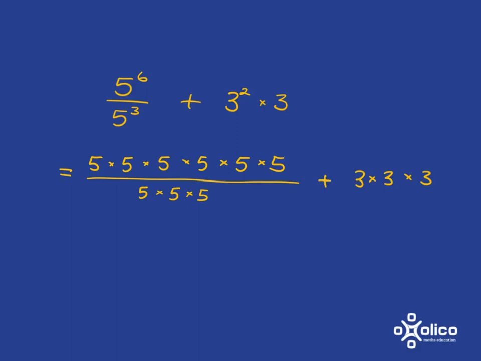Now, we can easily start sorting this out, because this 5 will cancel with this, this 5 with this, this 5 with this. And so what we're left with at the top here is 5 times 5 times 5, which is 125. And here we have 3 times 3 times 3, which is 27. And so what we get as our answer is 125 over 27.